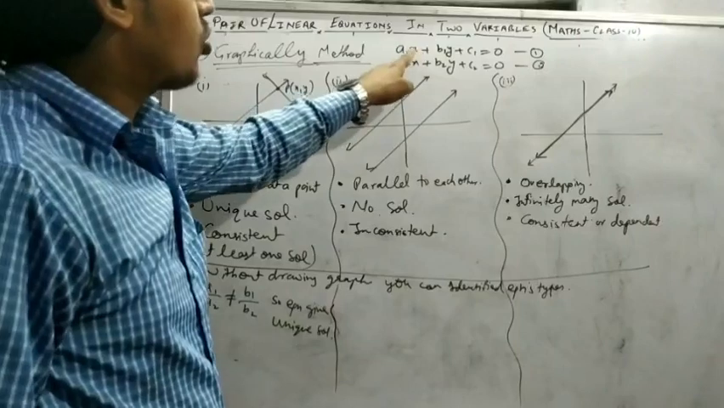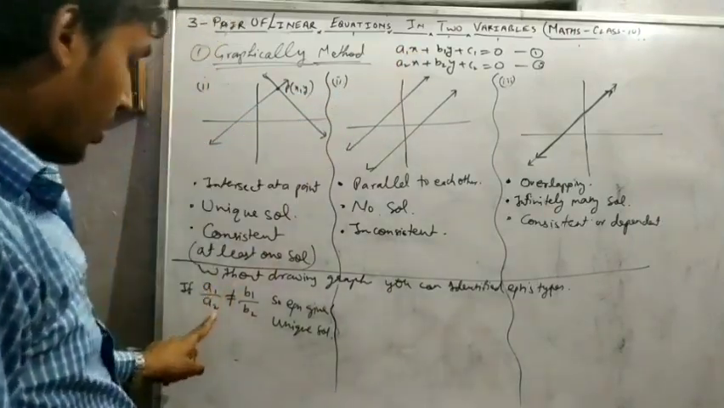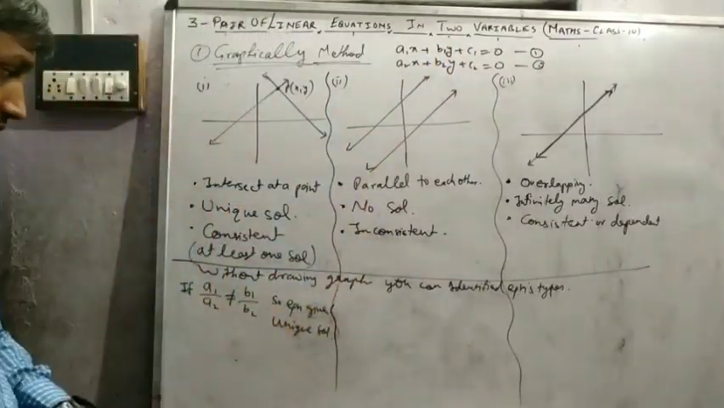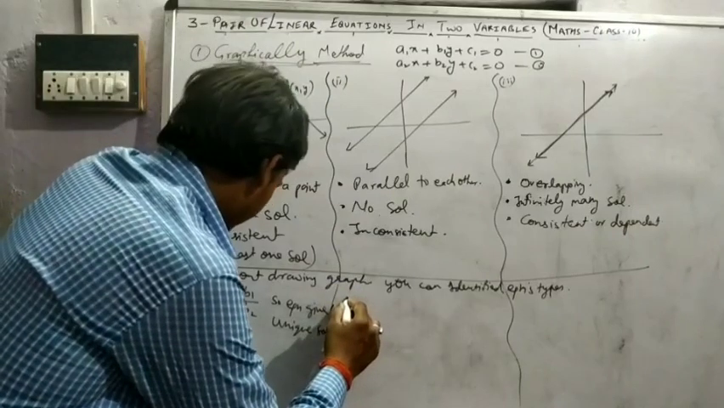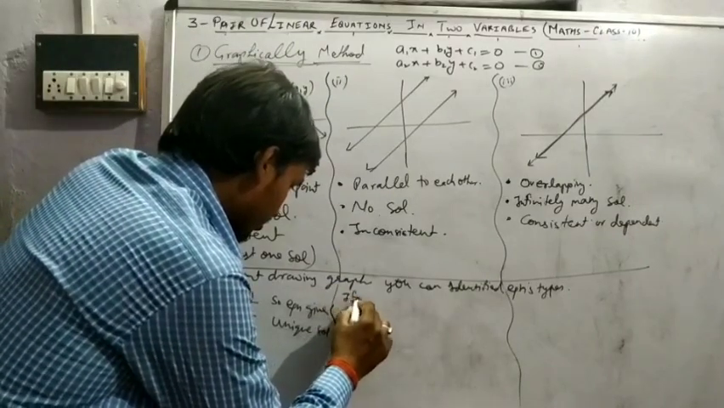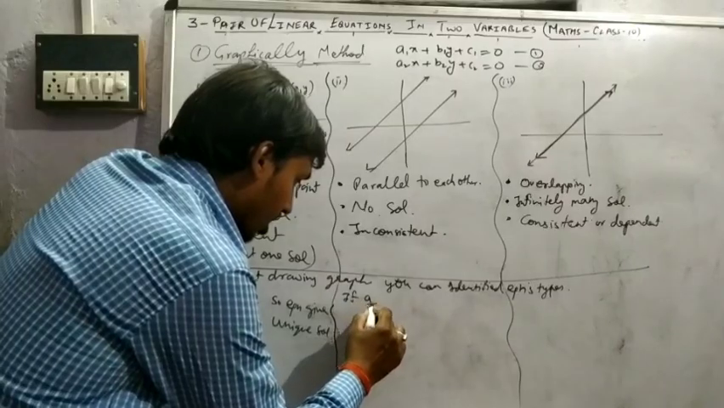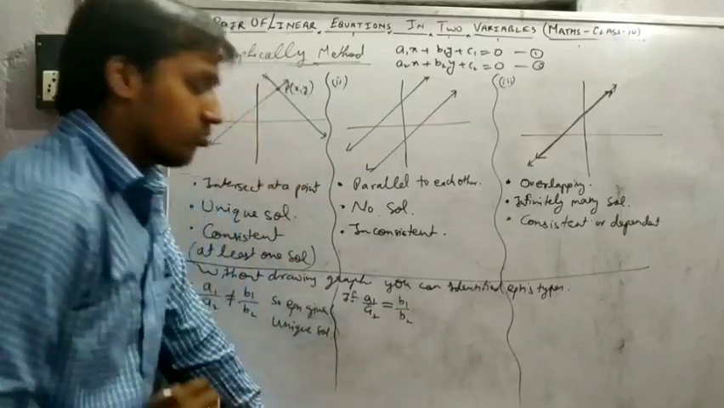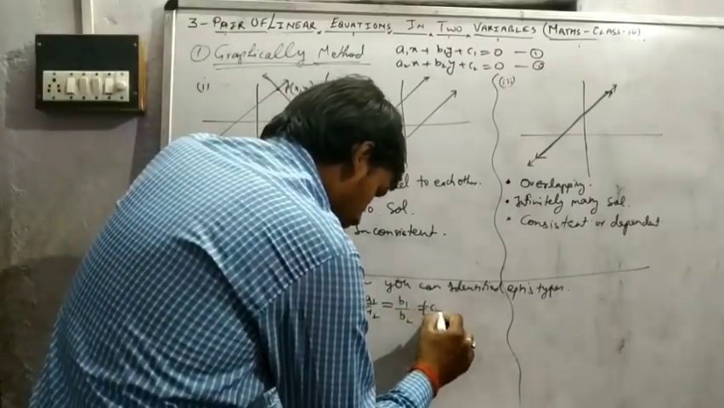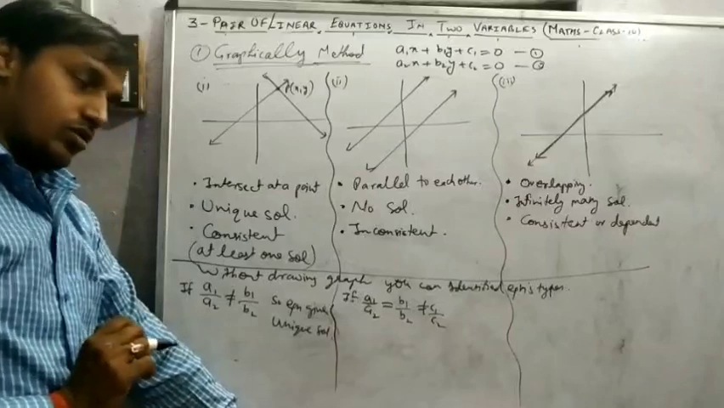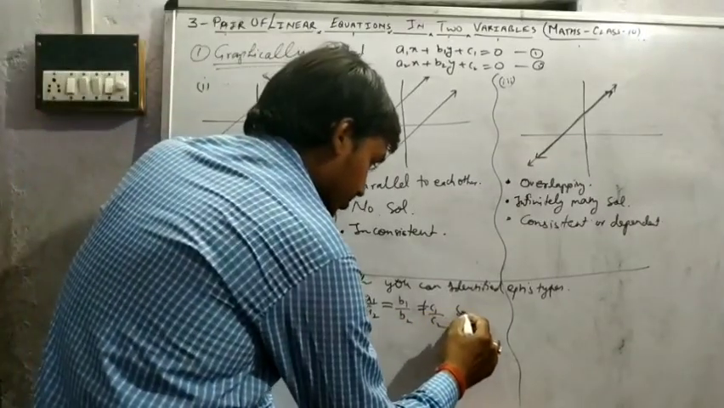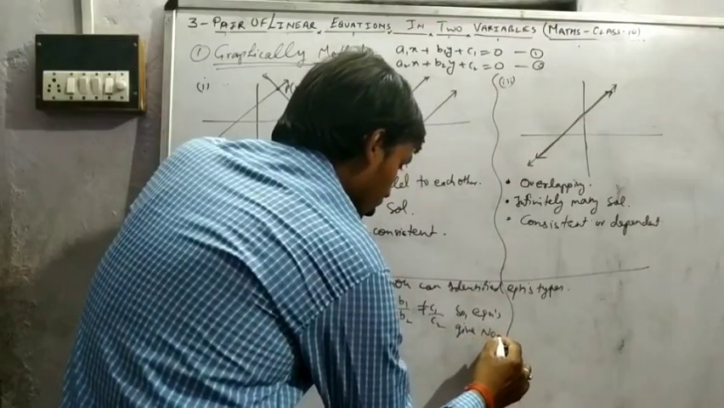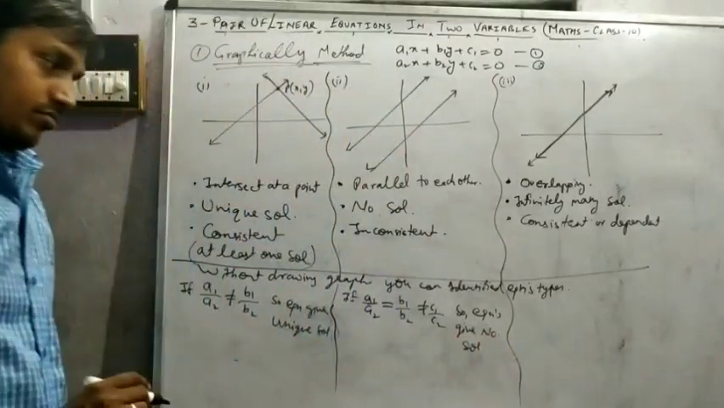The ratio of the x coefficients, A1 upon A2, and the ratio of the y coefficients, B1 upon B2, are not equal. If A1 upon A2 is equal to B1 upon B2 but not equal to C1 upon C2, then the equation gives no solution. Okay.